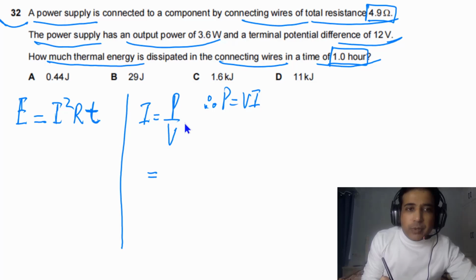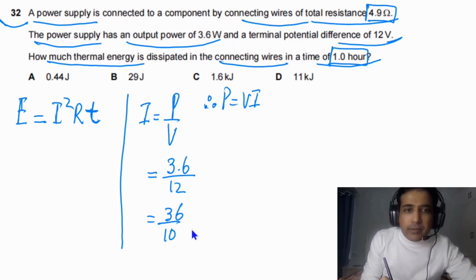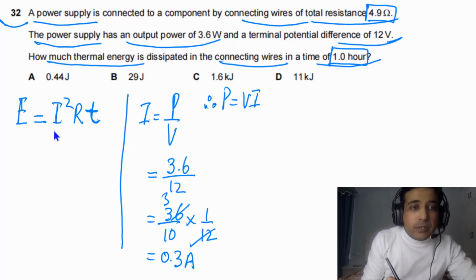Now we simply need to plug in these values. So power in this case is 3.6 watts divided by 12. So we will get 36 divided by 10, and this is divided by 12. If we solve this one, we will get 3 here. So our final answer will be 0.3 amps, and this current we can use now to calculate the value of thermal energy.